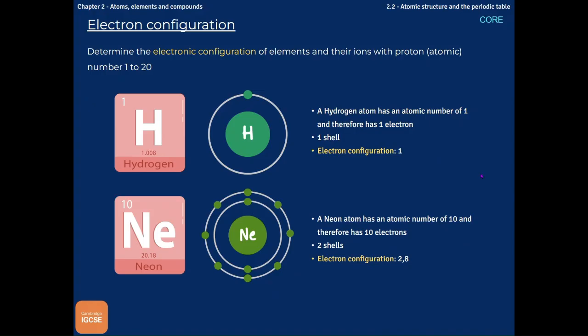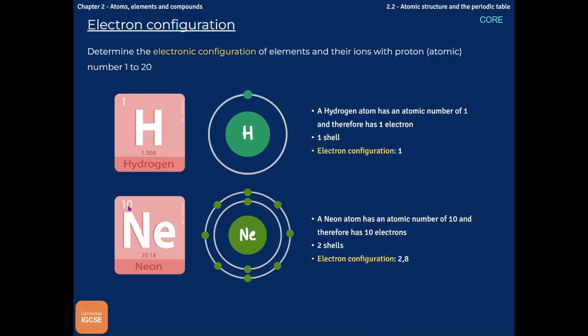So, hydrogen. A hydrogen atom has an atomic number of 1 and therefore has 1 electron. So the atomic number, the number of protons, will tell you how many electrons you have in your element, right? In your neutral element, if it hasn't lost or gained any. You have 1 proton, you will have 1 electron. That means hydrogen has 1 shell where that first electron goes into. So if we were going to write the electron configuration, we could just write 1. There's 1 electron, it's in that first shell, right?